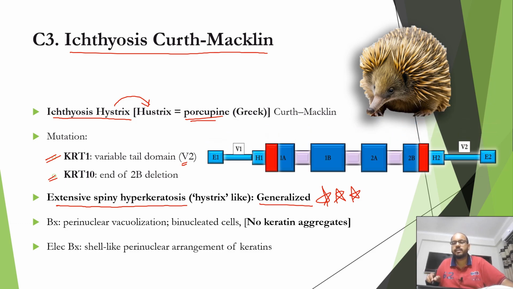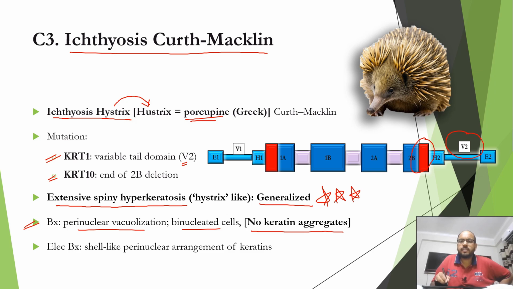Now remember, in our discussion on keratinization, we discussed the keratin gene and all the parts of the keratin gene. Any mutation in different parts leads to different disorders. So here the mutation is either in the keratin 1 V2 domain or at the end of 2B, the helix termination motif area. If you want to know more about keratin genes, see our video on keratinization. It will clear a lot of concepts. The biopsy shows perinuclear vacuolization and binucleated cells, but without keratin aggregates, same as the last disorder, CRIE.